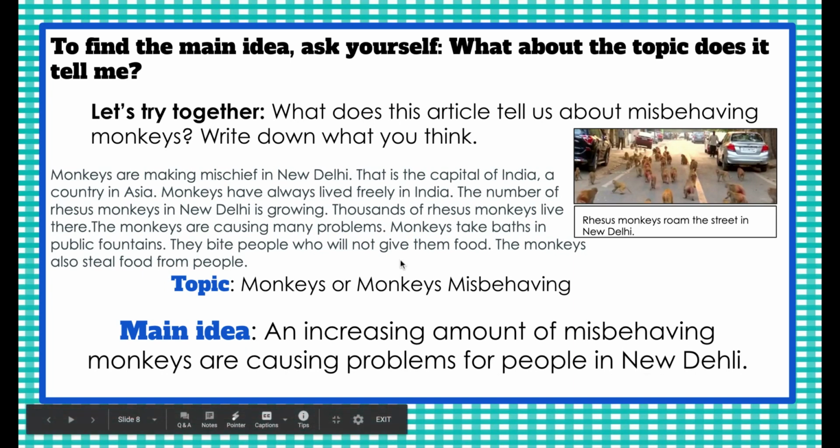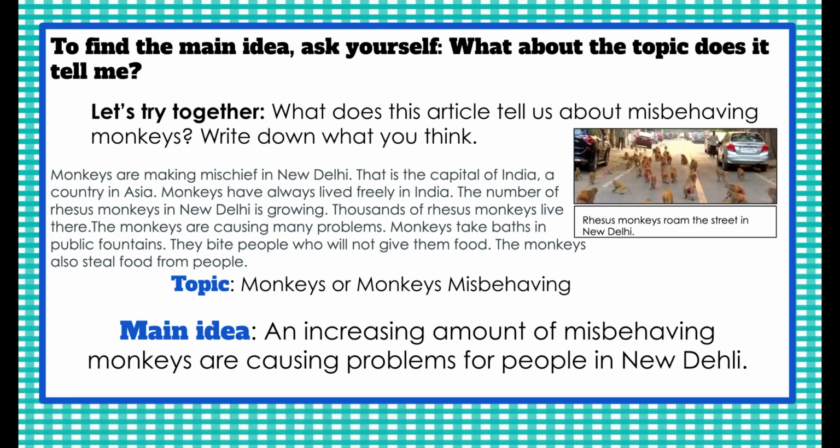So I told, what about those monkeys? They're causing problems because there's more of them, and where it's happening in New Delhi, not everywhere. We don't have monkeys on our streets. So I used the information in the passage to answer that question, what about the misbehaving monkeys? To give a little more information in a complete sentence.